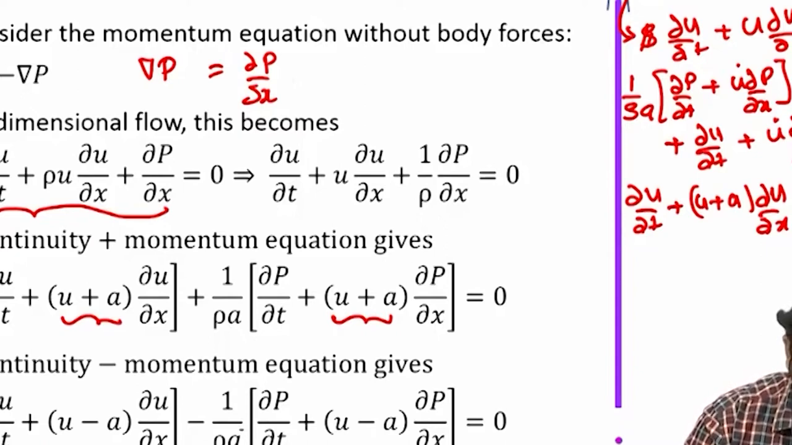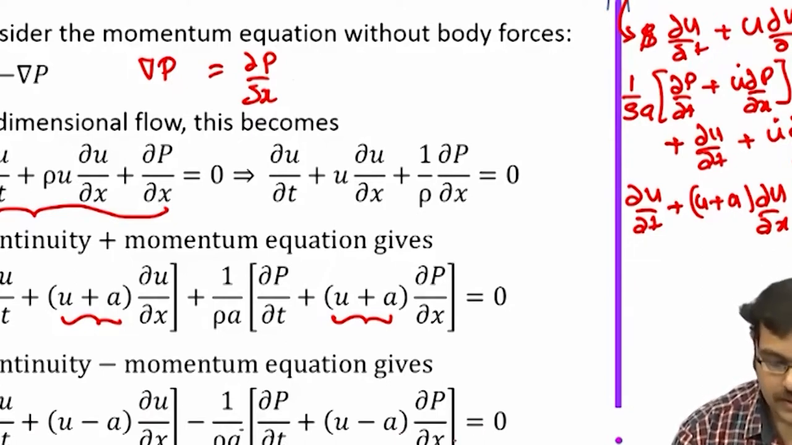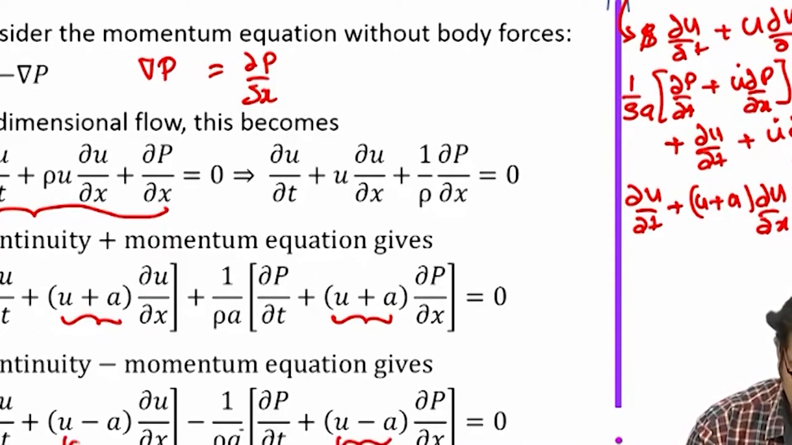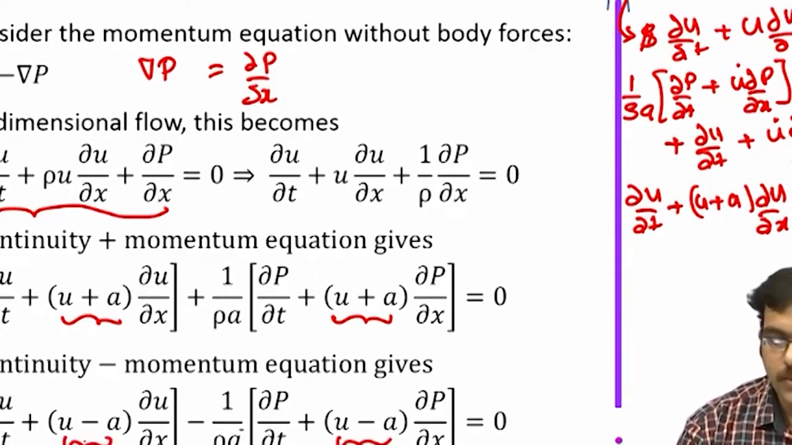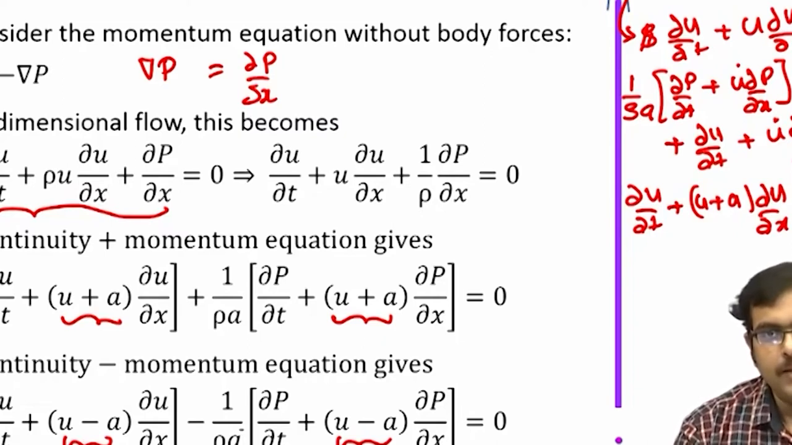We end up with ∂u/∂t + (u+a) ∂u/∂x + (1/ρa) ∂p/∂t + (u+a) ∂p/∂x = 0. Now what is the significance? You can see that there are two terms, u plus a and u minus a. They are quite significant, and this is where the application of the method of characteristics comes into the picture.